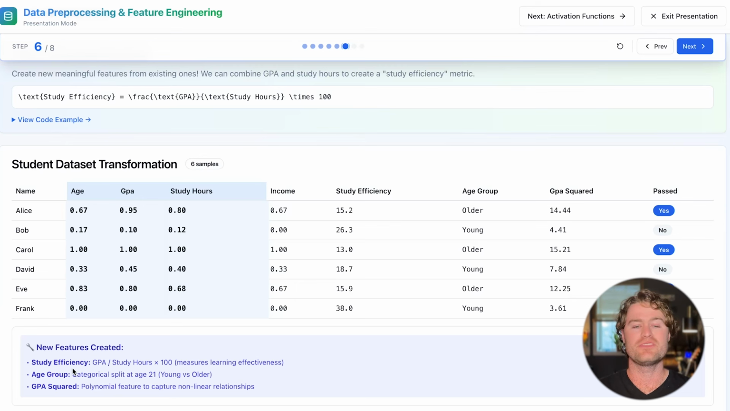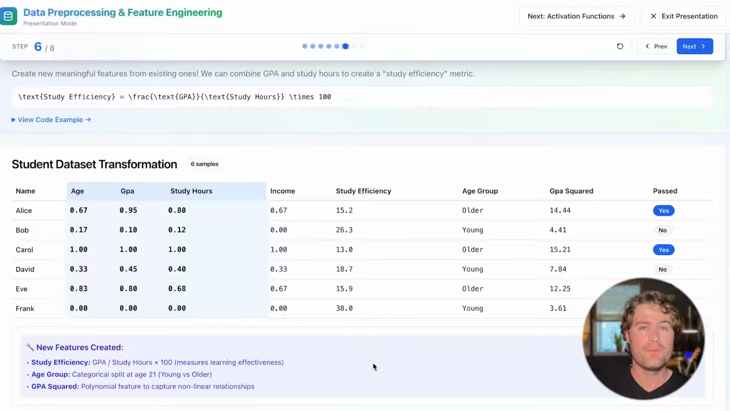We could split up the ages into just young and old. Instead of trying to figure out if 18 and 20 make any difference, we can ask whether people beneath 21 or people above 21 have any statistical significance. We can also do things like squaring our GPA, and that'll capture nonlinear relationships by bringing that information out. Really, data cleaning is a bit of an art form.